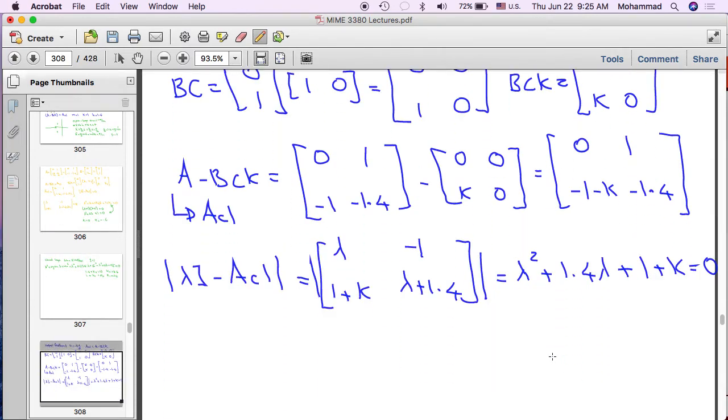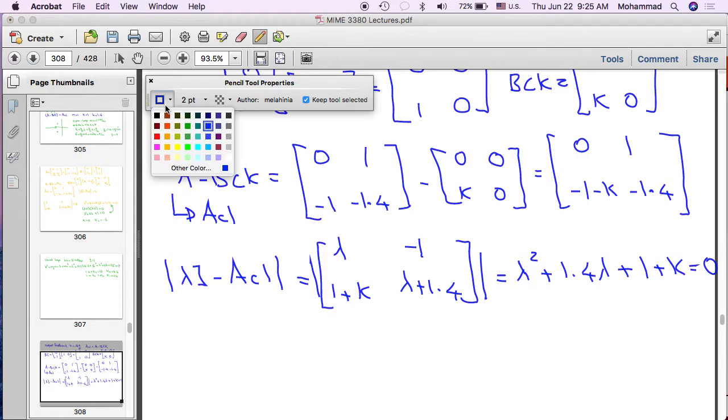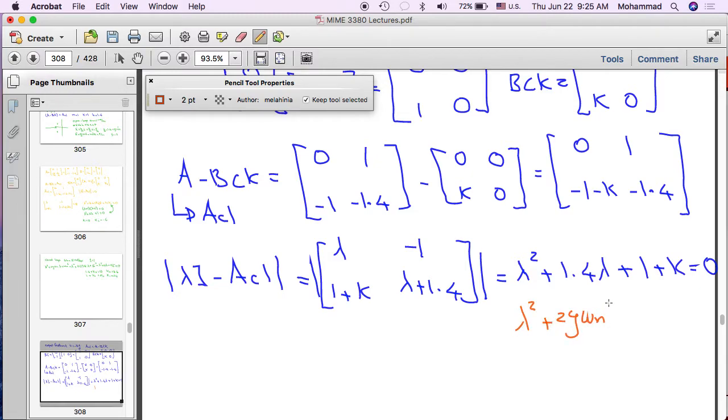Okay, so this is lambda squared plus 1.4 lambda plus 1 plus K equals 0. Now, as usual, take this and compare it to the standard second order characteristic equation, which is lambda squared plus 2 zeta omega n lambda plus omega n squared. What do you recognize by comparing the two?